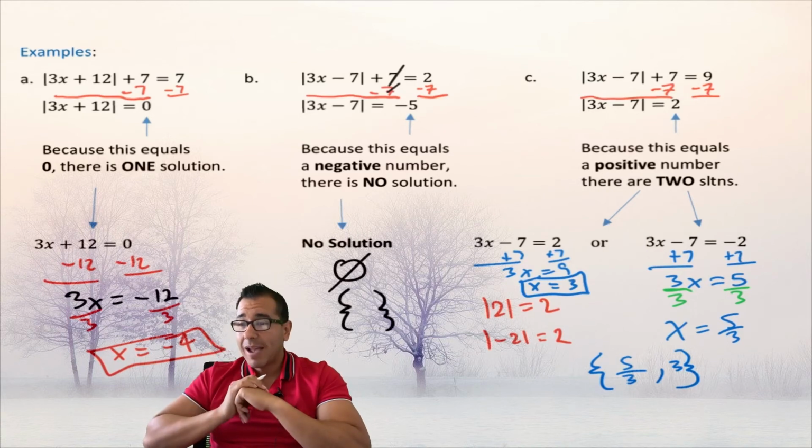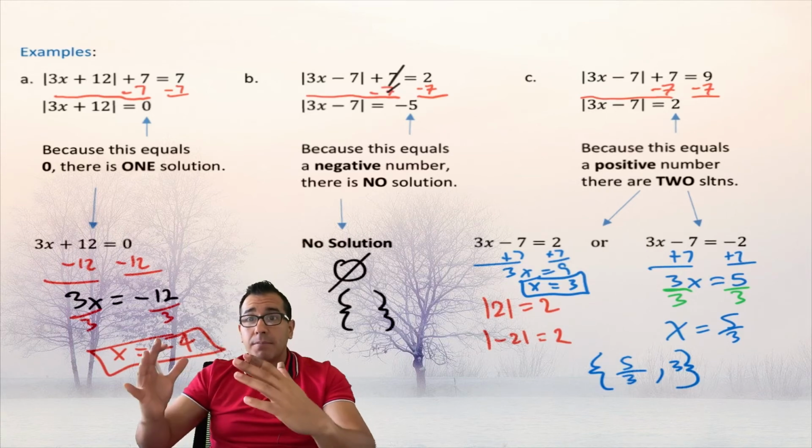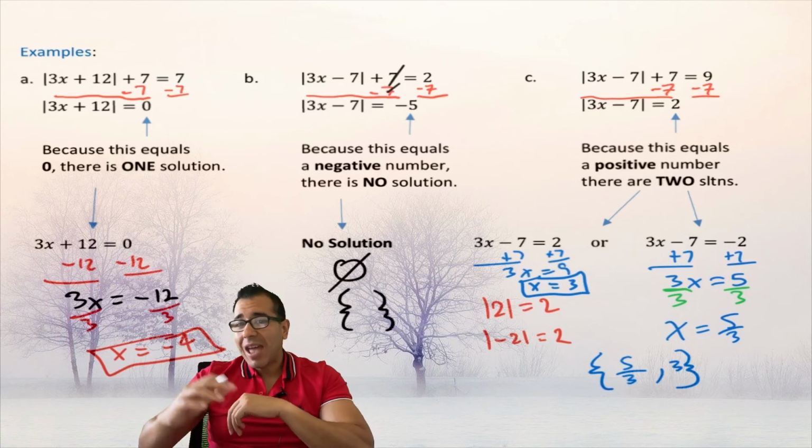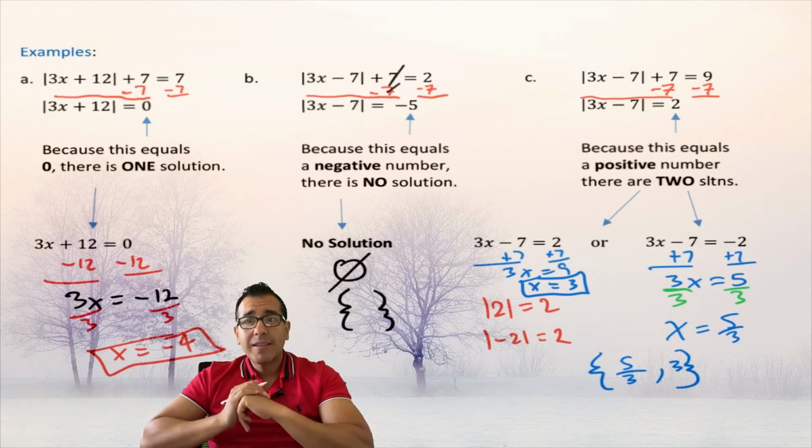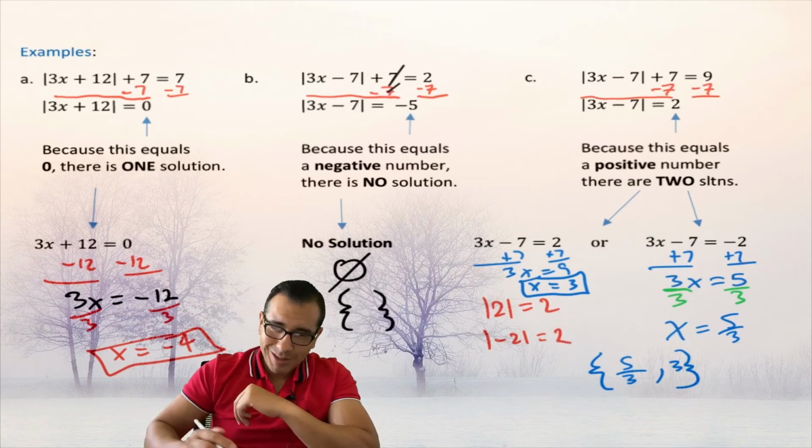And I could read your mind. I know what you're thinking. But Dr. Math, what happens if I have an absolute value on both sides? That's when I just say, quit math. I'm just kidding. All right, let's take a look.